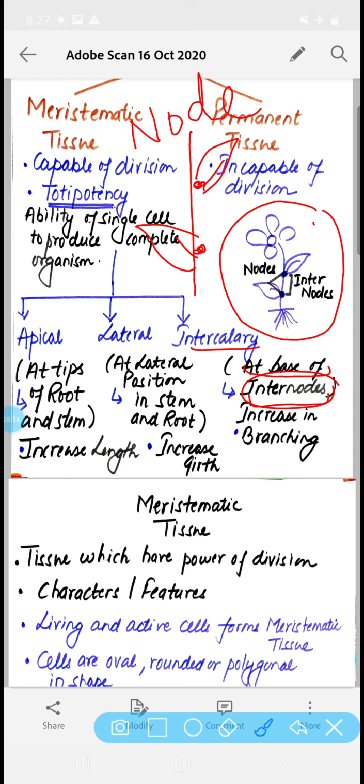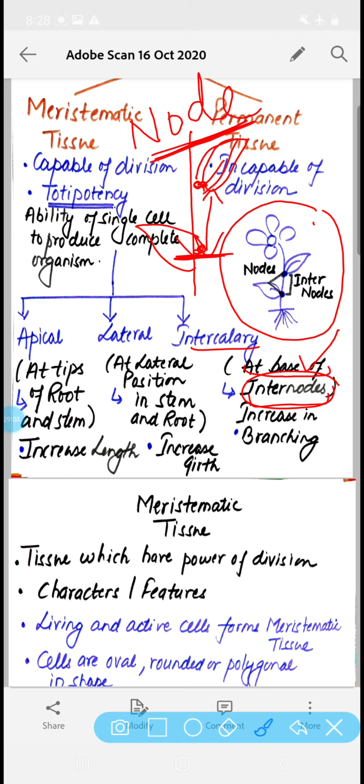नोड रीजन. व्हाट इज नोड? The part of stem where a new leaf is originated. Okay, that region is called as node. And what is internode? The distance between the two adjacent nodes. दो nodes के बीच का जो distance है उसको हम क्या बोलते हैं? इंटरनोड. तो ये जो टिश्यू है, ये जो इंटरकैलरी मेरिस्टेमेटिक टिश्यू है, ये कहाँ पर प्रेजेंट है?